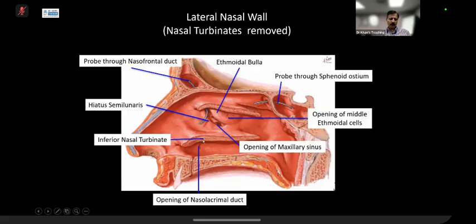Now, one point is that in the inferior meatus, there is the opening of the nasolacrimal duct. You remember last time I showed you a dacryocystocele of the nasolacrimal duct, and that opens into the inferior meatus. And that is why when we cry, the tears come out through the nasal cavity like this.